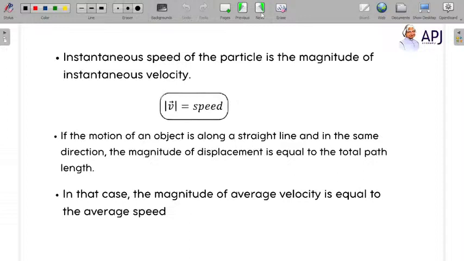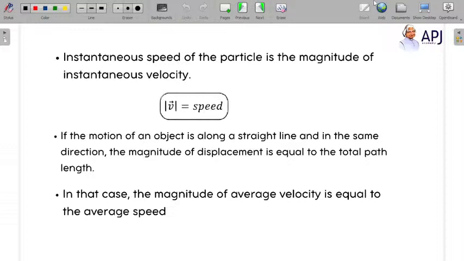I'll just move ahead and summarize this slide for you. Instantaneous speed of a particle is the magnitude of instantaneous velocity. Basically, what will instantaneous speed be? The magnitude of instantaneous velocity, because I told you velocity is magnitude plus direction and speed is only magnitude. So if I want to extract the speed of a particle from the velocity of the particle, I will simply extract the magnitude of the velocity. That will be the speed of the particle. Take out the magnitude of the velocity, and that becomes the speed of the particle. Simple thing.